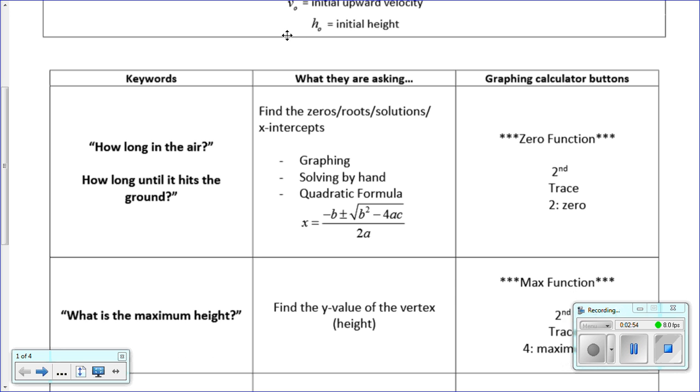So, the first one would be like, how long is the ball in the air? How long did it take until it hit the ground again? Well, if you think about it, that's basically the entire length of the parabola. You throw it up, it goes all the way to the height that it can, and then it comes back down, right? So we're figuring out how long it took from starting off.